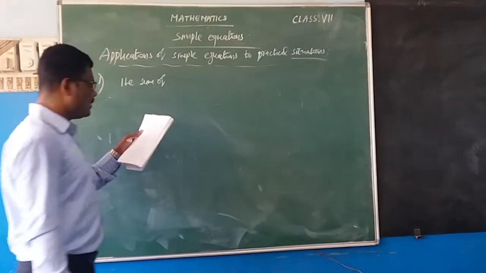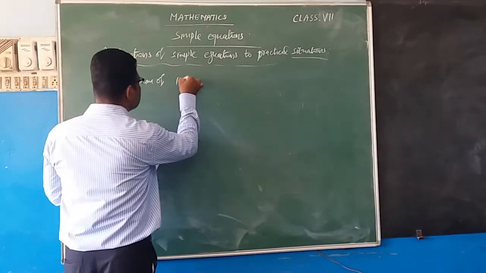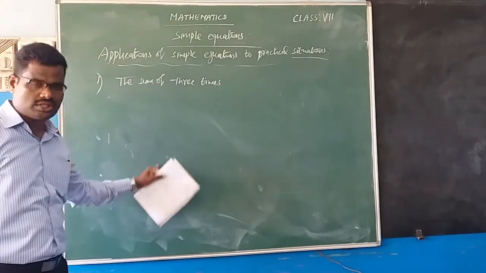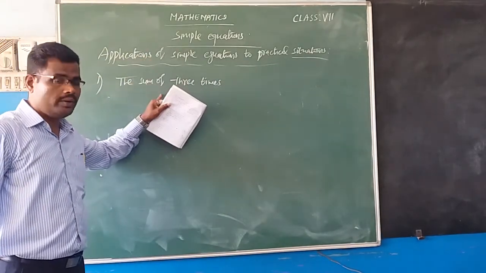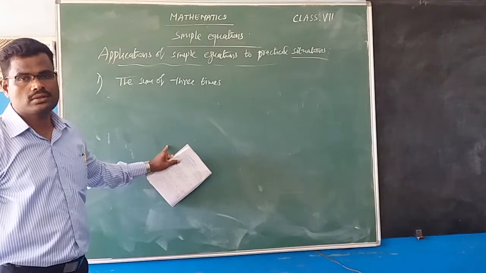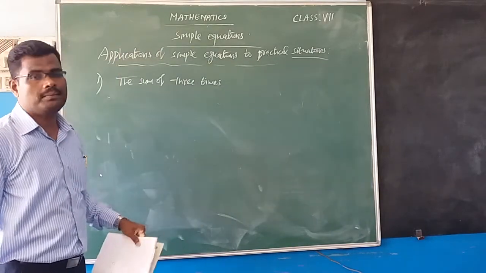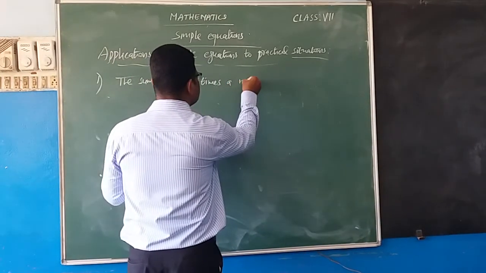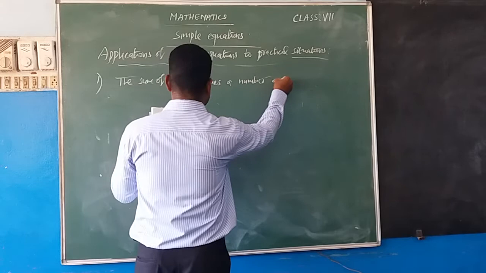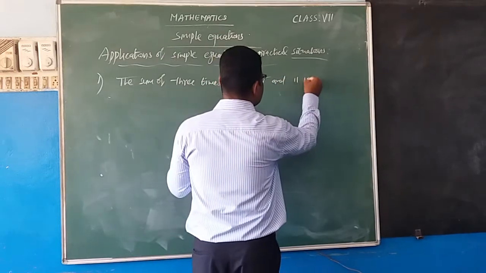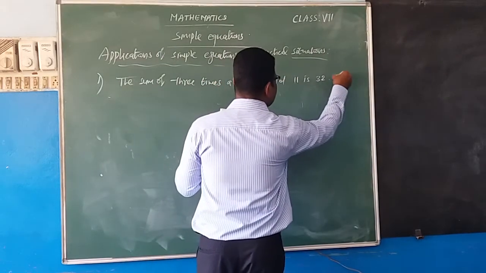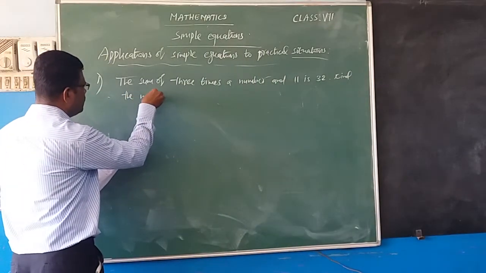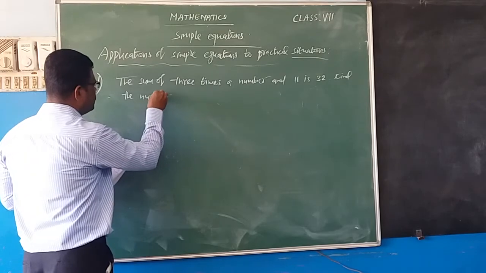The questions I will discuss today, you need to write in the notes. First part notes are given. This is the second part, the last part. So, the sum of 3 times a number and 11 is 32. Find the number. So we need to find the number.